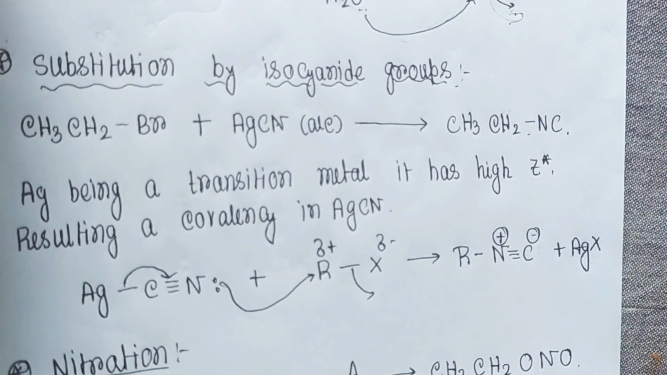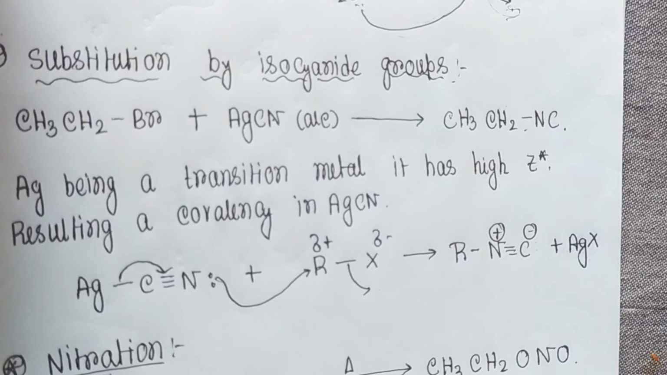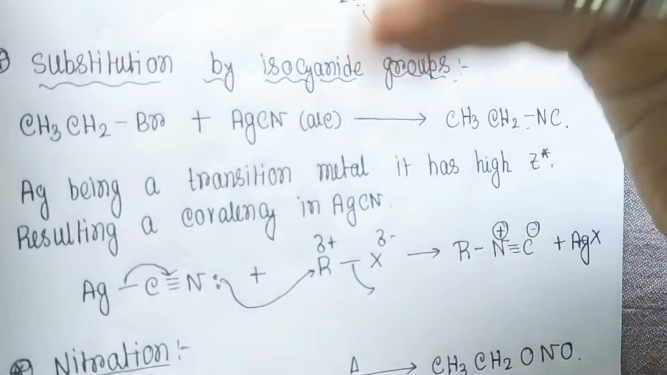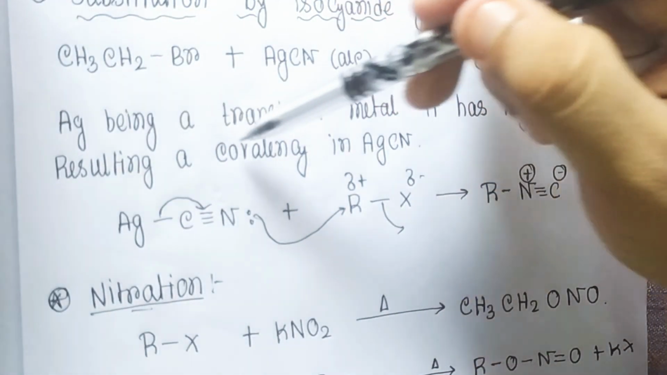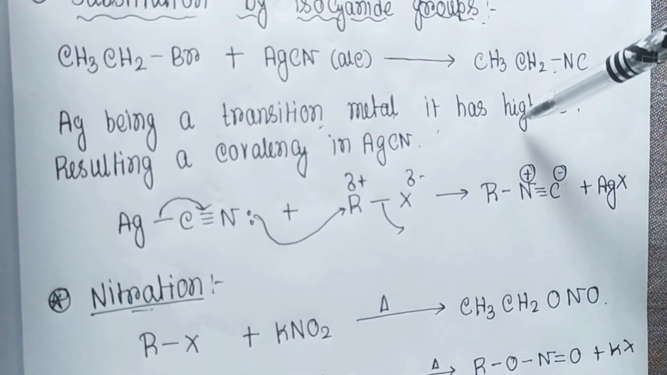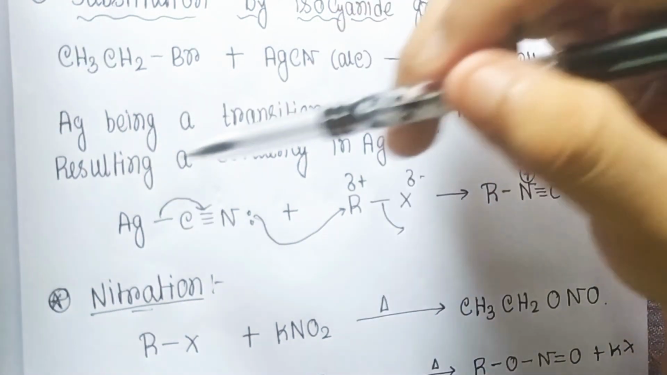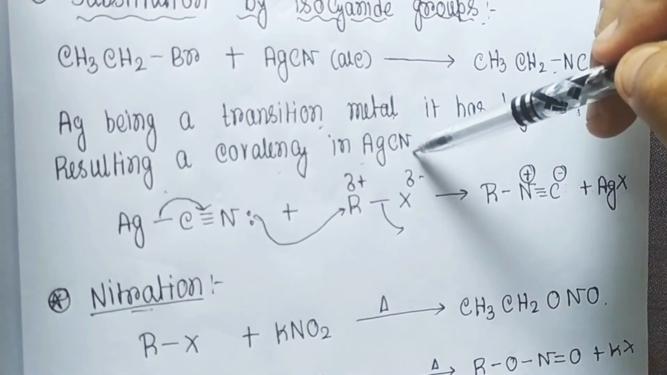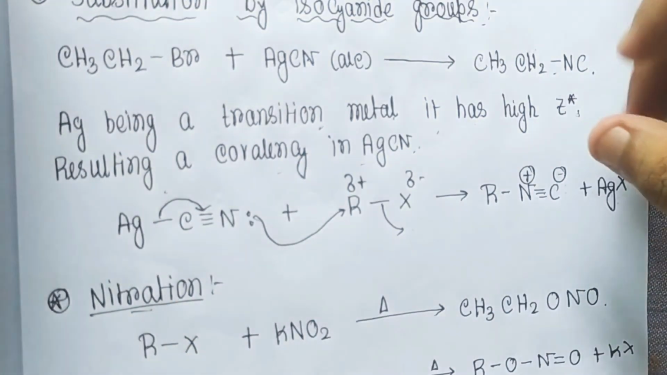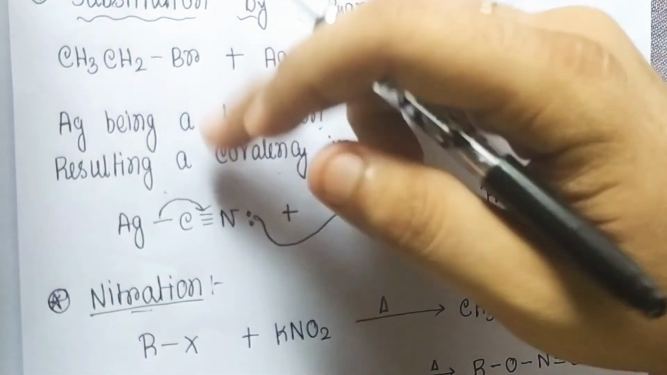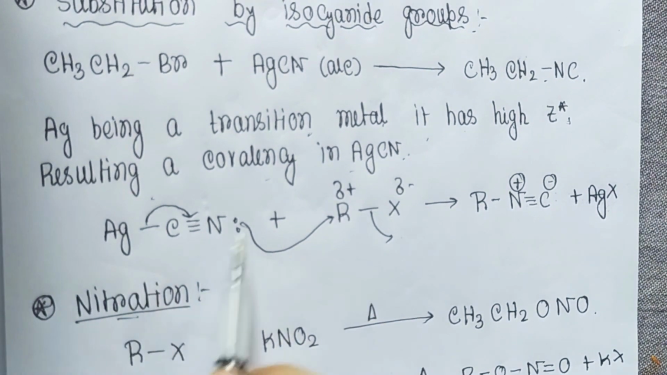In the previous one, KCN was an ionic reagent, right? K plus, CN minus. But in this case, AgCN is not a proper ionic species, as Ag, being a transition metal, has a high Z effective. Z effective means the effective nuclear charge. So for that reason, there is covalency in AgCN. As you know from Fajan's rule, cations having more effective nuclear charge form some covalency in the compound. So here AgCN is like this.